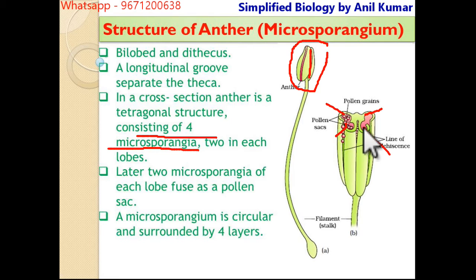Taking a single microsporangium, it will look like this. That is a microsporangium. It consists of the microspore mother cell first of all. Clear? That is a microspore mother cell. Clear, students?